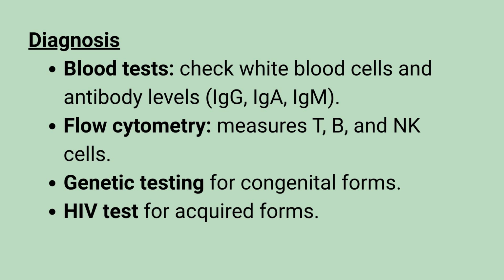Genetic testing is used for inherited, that is, primary immunodeficiencies. They look for mutations or deletions in the genes responsible for immune function. For example, deletion in chromosome 22 indicates DiGeorge syndrome.